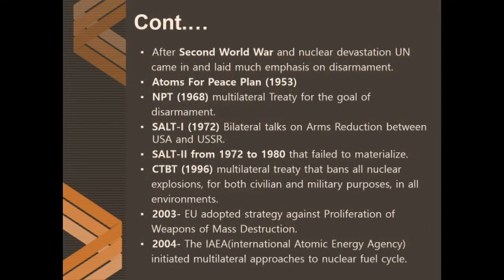Then after the Second World War and nuclear devastation, the UN came in and laid much emphasis on disarmament. So what happened in the Second World War? The United States of America dropped two nuclear bombs on Japan's two cities, Hiroshima and Nagasaki. Then the UN came in and emphasized disarmament, because there was huge destruction in these two events. Then in 1953, the Atoms for Peace plan came.